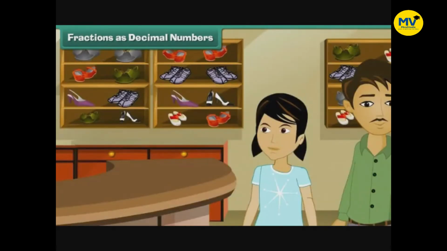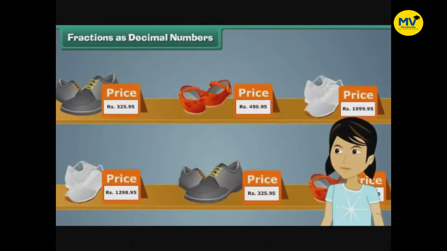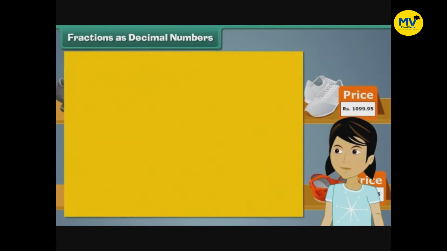Arpita went with her father to buy her school shoes. Prices of footwear in the store were expressed as decimal numbers. She wondered what the decimals in the prices meant. 100 paise make 1 rupee. In other words, 1 paisa is 1 by 100th of a rupee.